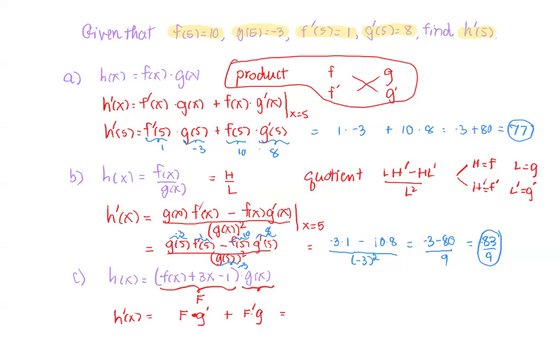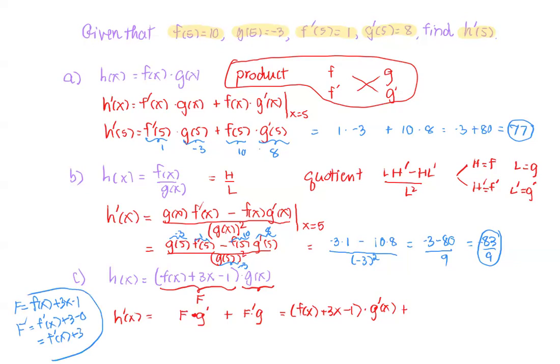In this case, the first function is the whole quantity f of x plus 3x minus 1, and then g prime of x here, and then plus the derivative. I'm going to put a note on the side for our reference. Since capital F equals f of x plus 3x minus 1, the capital F prime is the derivative term by term, which is lowercase f prime plus 3 minus 0, or just lowercase f prime plus 3. Then we bring it into the main part of the problem. The capital F prime is the quantity lowercase f prime plus 3, multiplied by the function g.